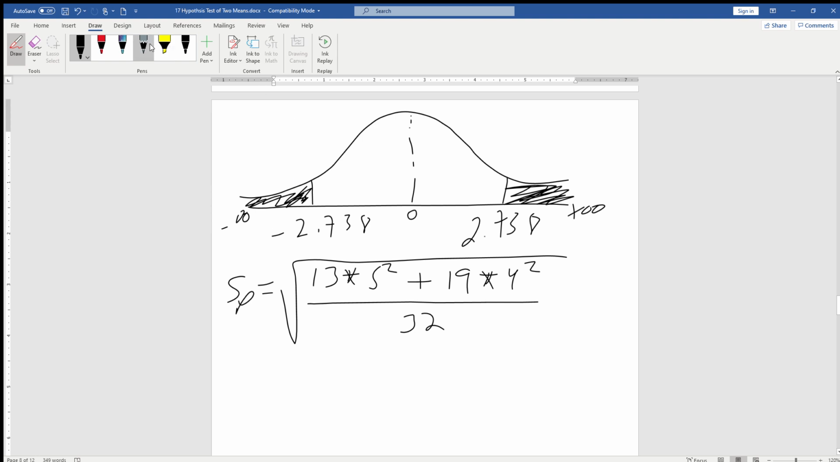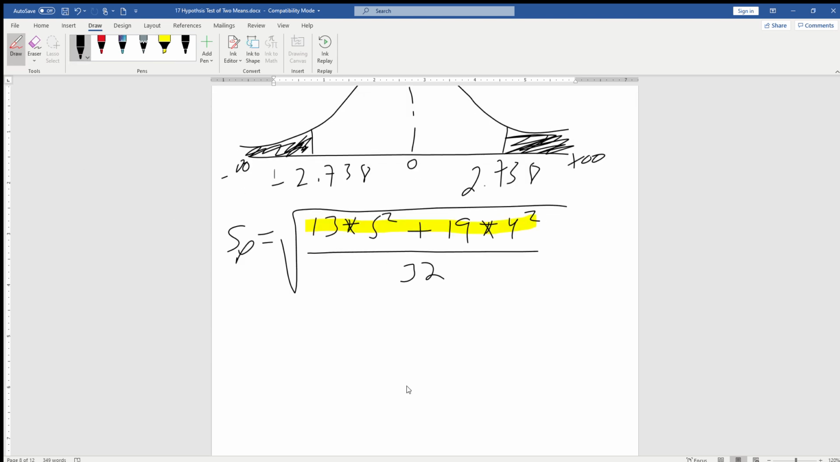Now remember, we're going to start by figuring out the numerator. Don't worry about the denominator yet, just figure out that first part. So we throw that in the calculator. This one's much more tame than the previous one, and I end up with 629. So our S sub p is the square root of 629 divided by 32, all under the radical. If we get that correctly, I end up with 4.434.